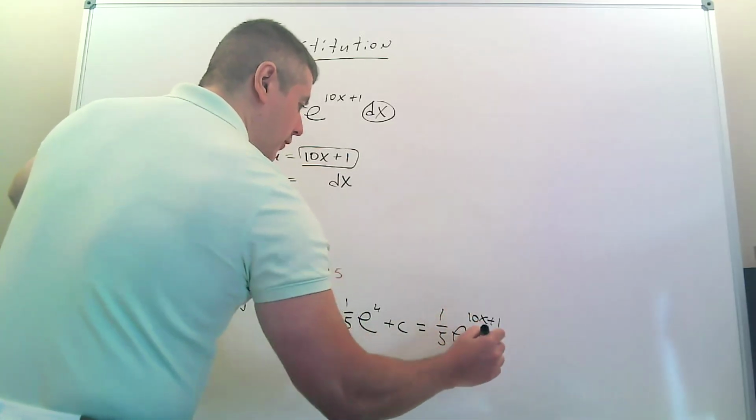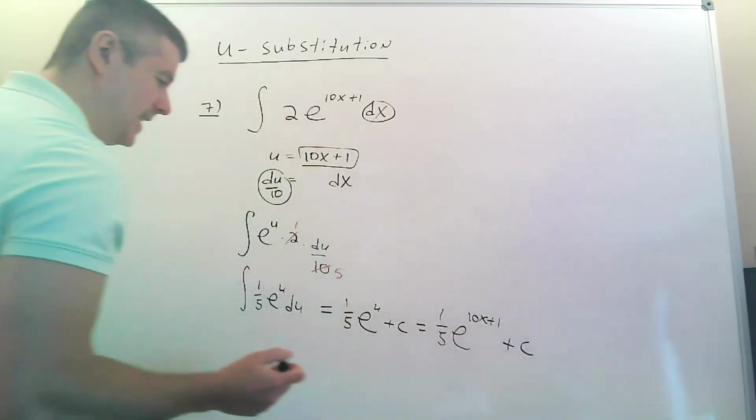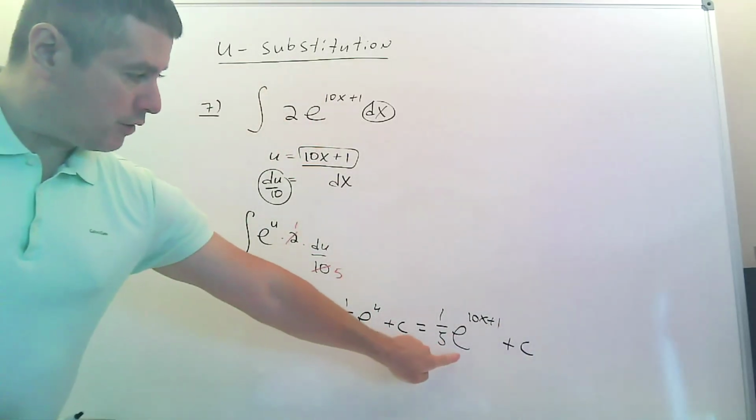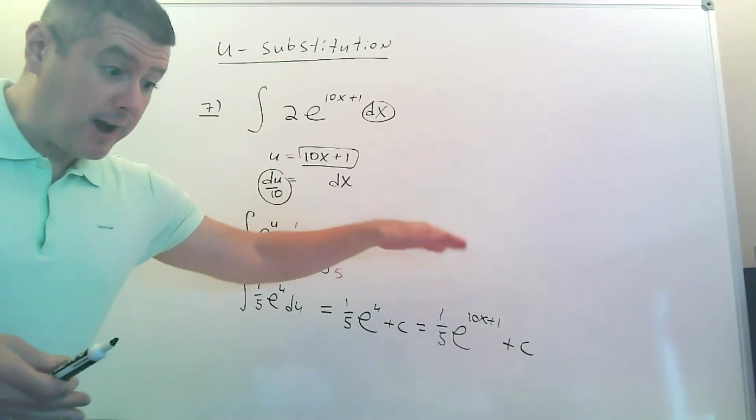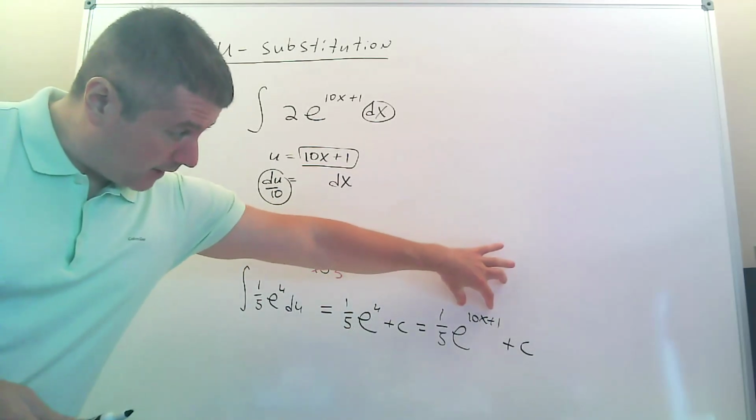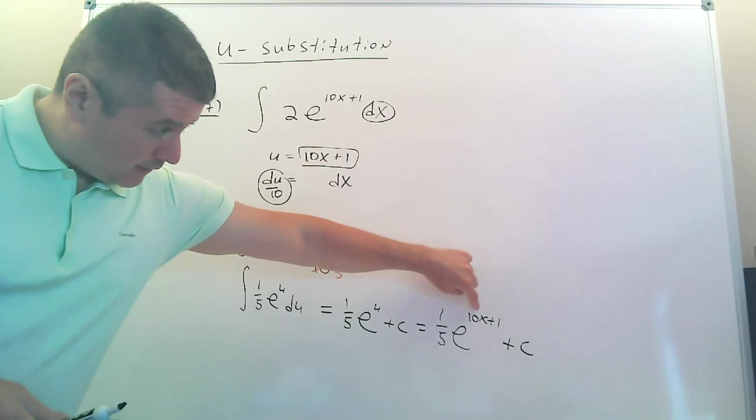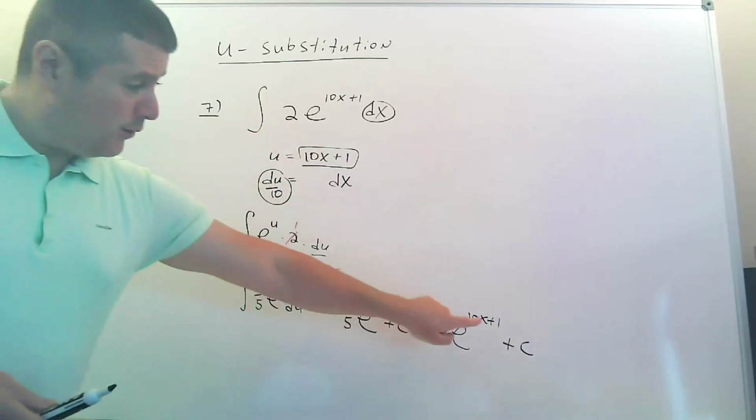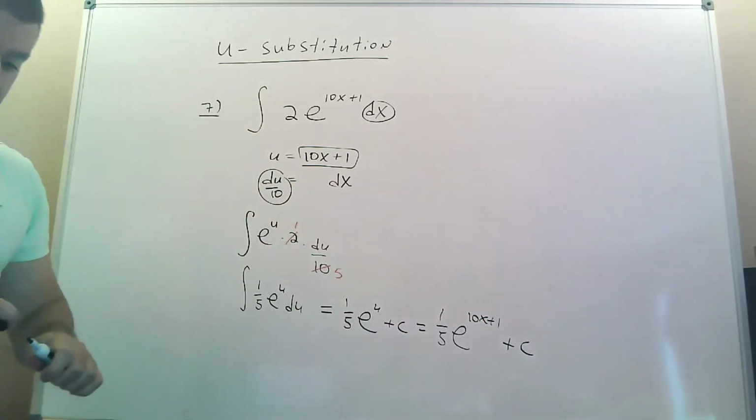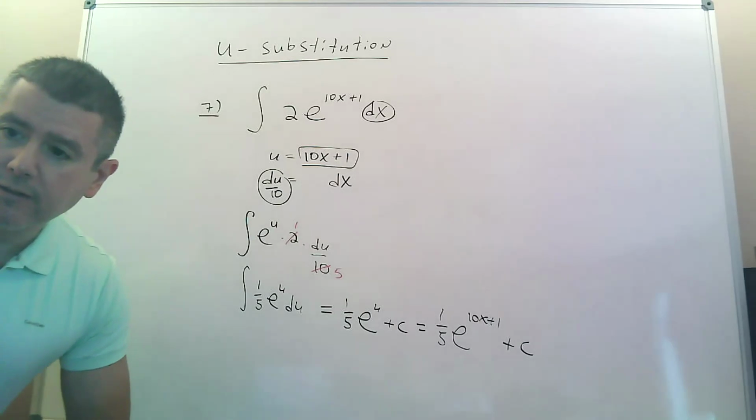I'm going to check them verbally. Don't forget the plus c. When you take the derivative of e to a power, it is e to that power times the derivative of the power. The derivative of 10x is 10, and 1/5 of that is 2. What about 1? The derivative of 1 is 0. It's a constant. All right, so that's number 7.